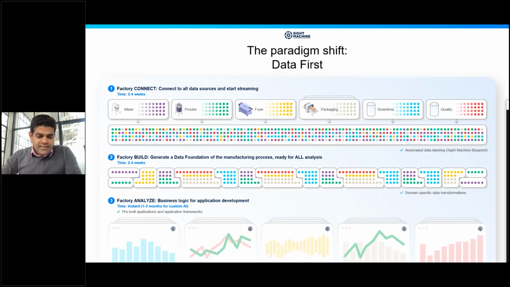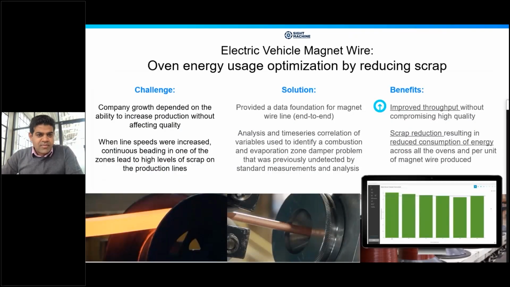The first example I'll touch on comes from one of our customers in the automotive supply chain. They are in the electric vehicle supply chain, where they make magnet wire and supply some of the largest electric vehicle OEMs. Their challenge was a lot of energy being used across various assets and a lot of scrap in the process. We used exactly the same data-first approach. We connected to multiple data sources, helped them build that data foundation, and focused on scrap reduction as the initial problem, although they were also solving problems related to speed improvement on the line and everything else.